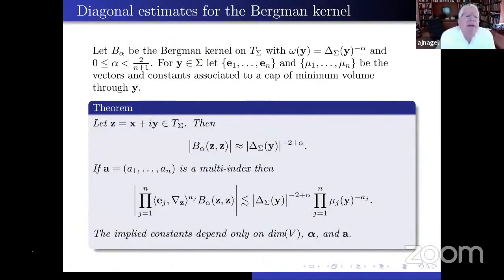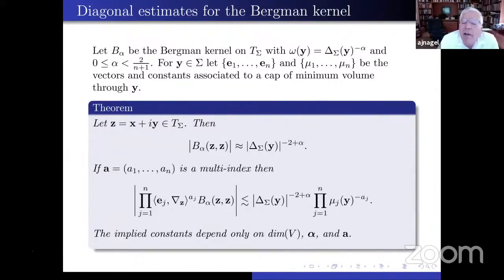Okay, having talked a little bit about the geometry and properties of minimal caps, let me now return to Bergman kernels, and let's now consider the problem of trying to estimate Bergman kernels on the diagonal. So again, I'm going to take sigma to be an arbitrary proper convex set. I'm going to choose my weight function to be delta to the minus alpha, where now I want to let alpha be less than 2 over n plus 1. I'm going to let the e_j's and the mu_j's be the vectors and constants associated to a cap of minimal volume. And the theorem is as follows.